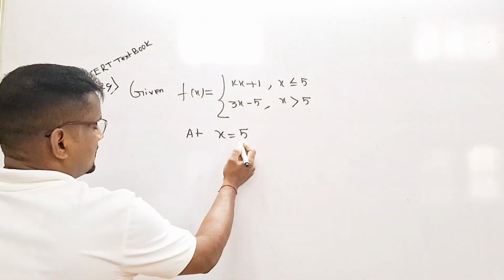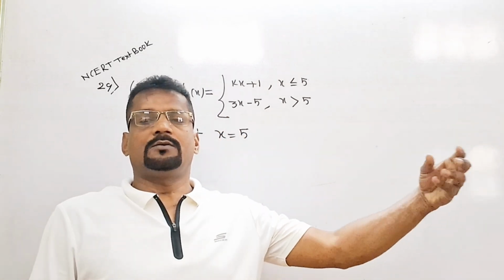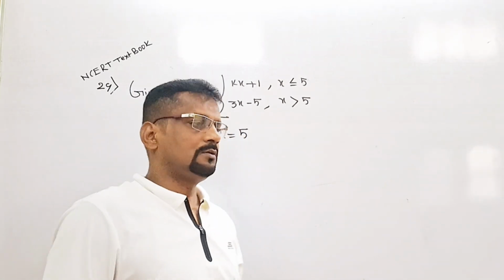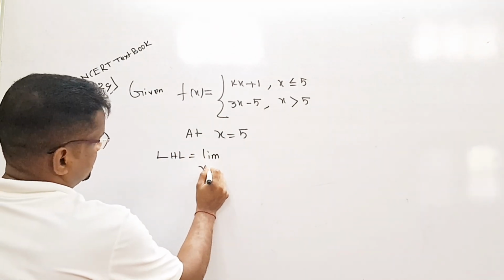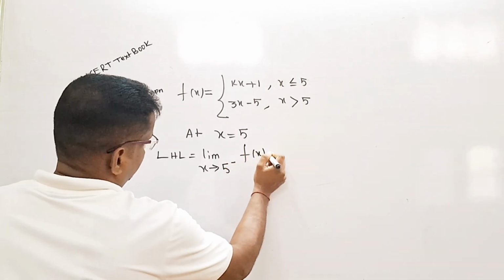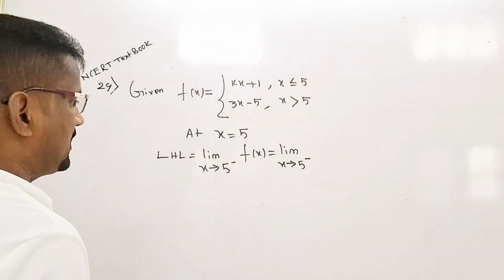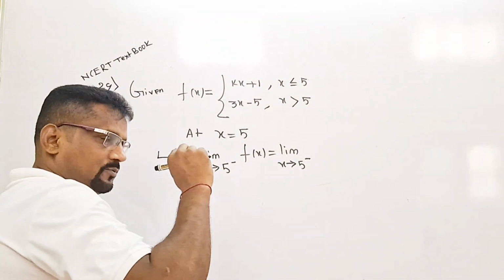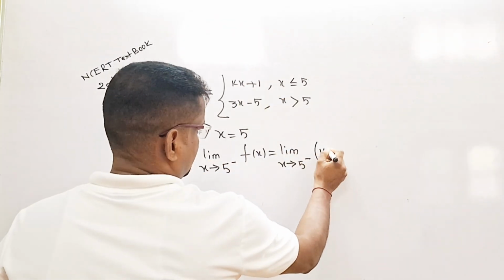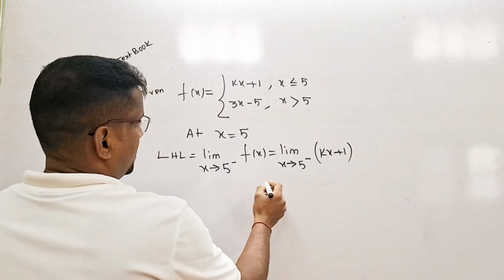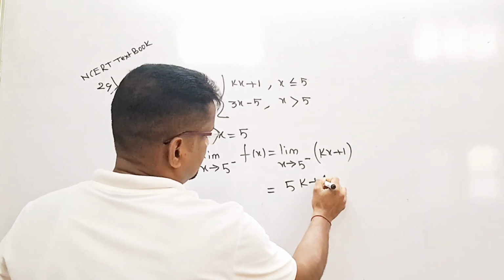Similar process, as f is continuous at x equal to 5, so what you know, left hand limit equals right hand limit equals functional value. So LHL let us find out at first. Limit x tends to 5 negative f of x. X tends to 5 negative, x approaches 5 from the left side. So x is less than 5. Then the value is kx plus 1. And take the limit, it's a polynomial, directly you can take the limit. That will be simply 5k plus 1.